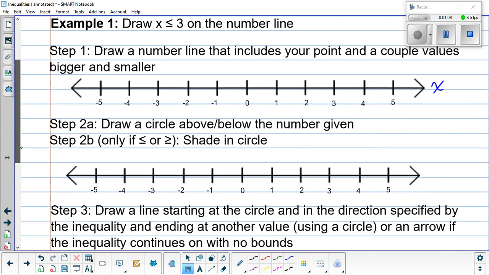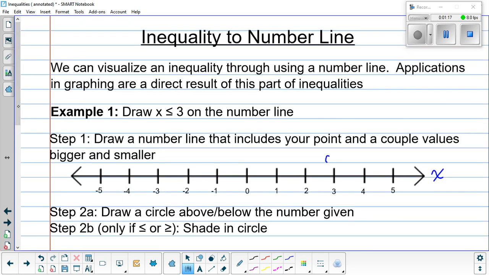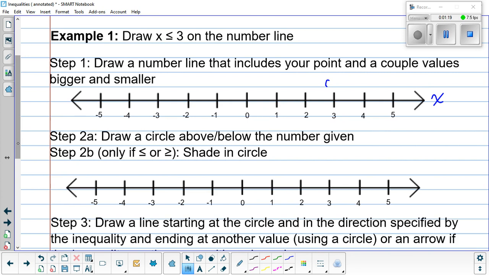Step 2a, we want to draw a circle above or below the number given. So what number are we given? Well, we're given the number 3, so we're going to do that. Then, step 2b, this is only if it's less than or equal or greater than or equal. Well, that's us, we're less than or equal, so what do we do? We shade in the circle. Nice and simple so far.